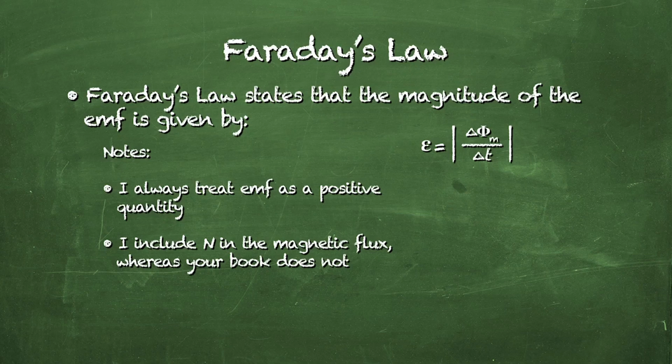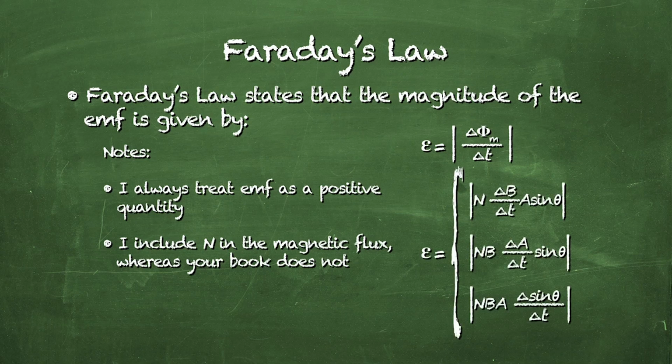So going back to our equation, E is equal to the change in magnetic flux over change in time. Remember that magnetic flux is the number of wraps in a loop times the magnetic field through the loop, times the area of the loop, times the sine of the angle between the magnetic field and the area. And there are three things in there that can change: the magnetic field, the area of the loop, or the angle that the face of the loop makes with the magnetic field. So we can have three different expressions for the electromotive force depending on what is changing.